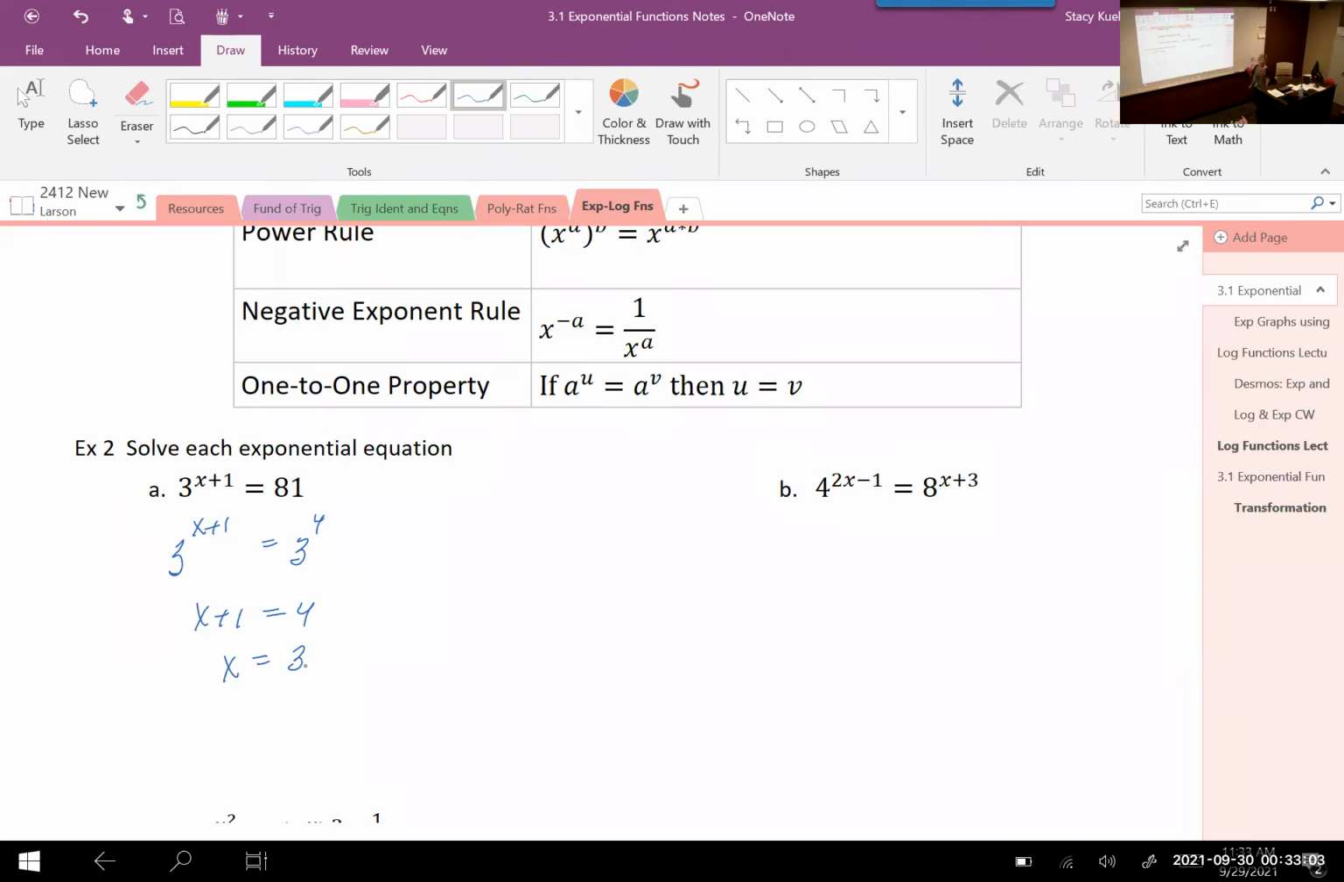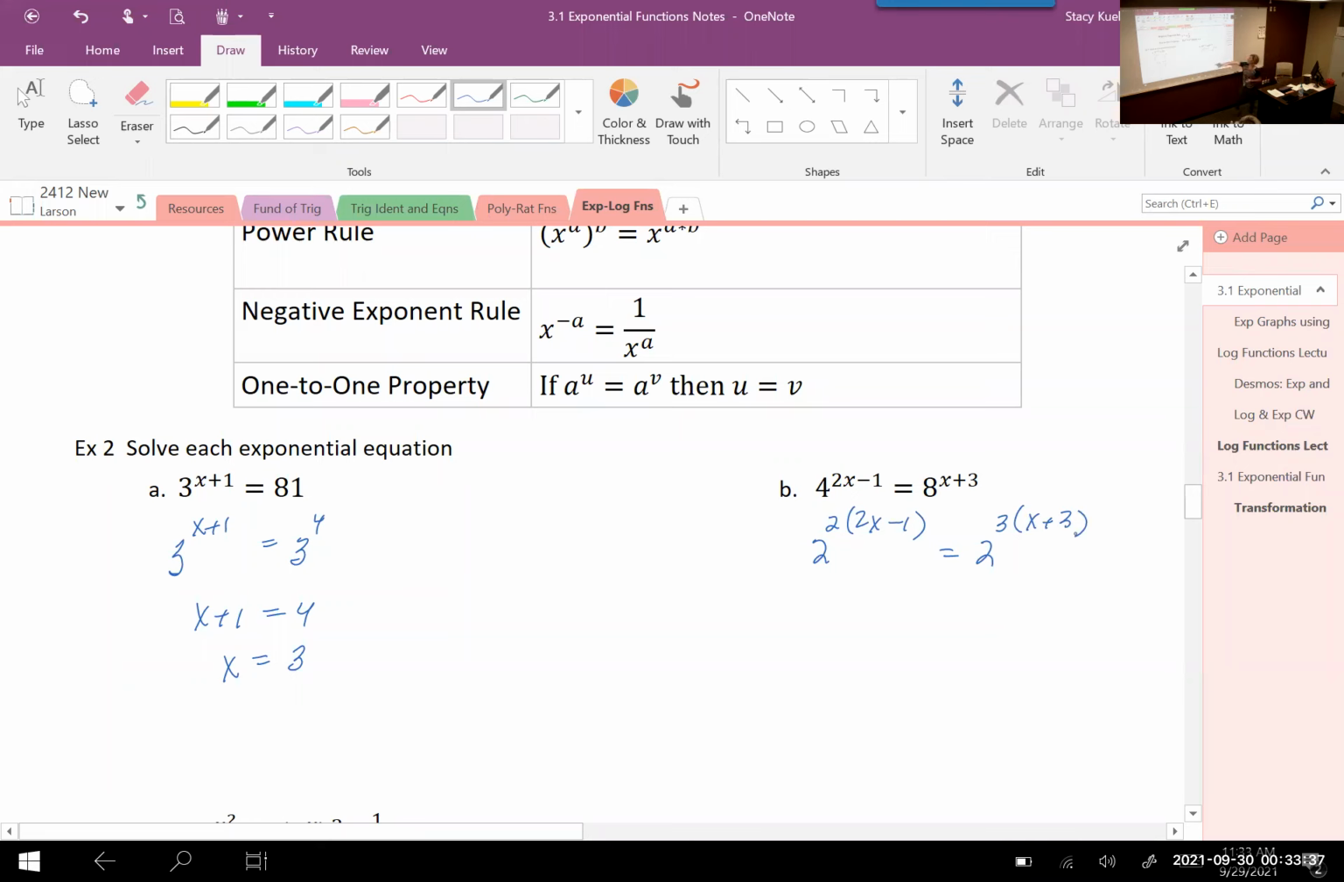So could you take the base, make 4 into 2, since 2 to the power of 2 is 4, and then 8 would be 2 to the power of 3? Yes, rewrite these as a base of 2 raised to their power, right? So 4 is 2 squared times the 2x minus 1 that was already there. And 8 is 2 to the third power times the x plus 3 that was already there.